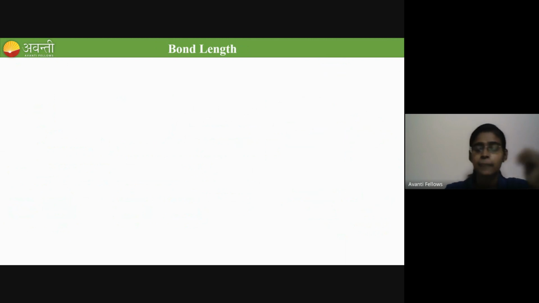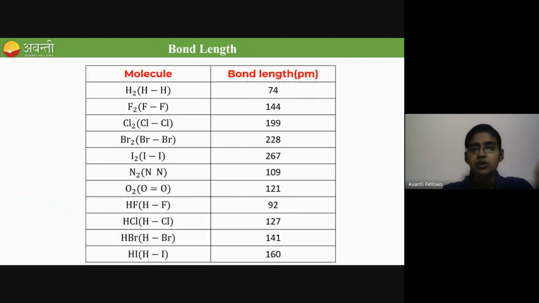Now, some bond length values are given here for some molecules. You don't have to memorize all these values. Just observe whether it is increasing or decreasing for a particular series. Okay, for hydrogen, fluorine, chlorine, bromine, iodine, nitrogen, oxygen, and for all the hydrogen halides, it is given. Just observe. When you observe the hydrogen halides, from HF to HI, the bond length increases. Okay, like this, just observe the trend and keep it in your mind.